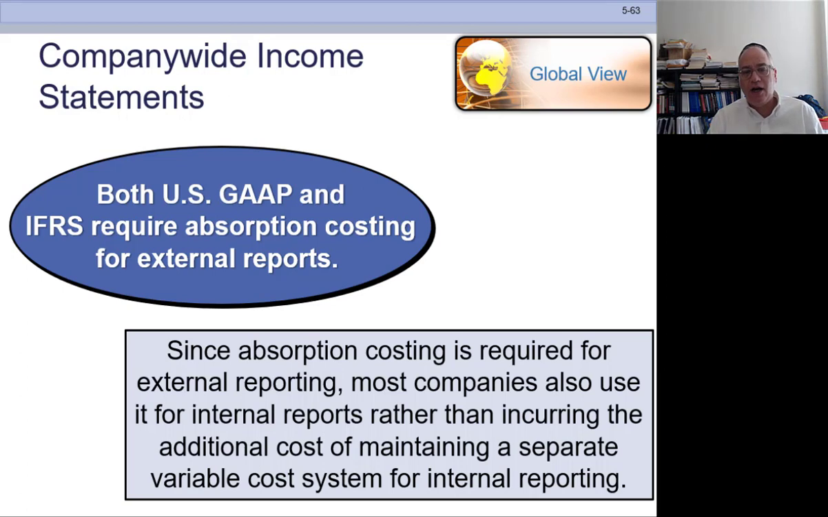So remember that absorption costing is GAAP. It's also IFRS, International Financial Reporting Standards. Financial statements are going to be based on absorption costing. And many companies will use absorption costing in their internal financial statements too, meaning that fixed manufacturing overhead will be treated like a variable cost even though it's fixed. It would be a lot of work for a company to maintain both systems, but the benefit of maintaining both systems is being able to calculate contribution margin easily and to use contribution margin in your calculations.